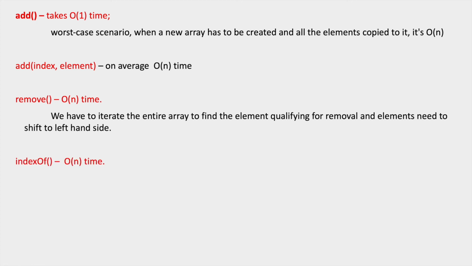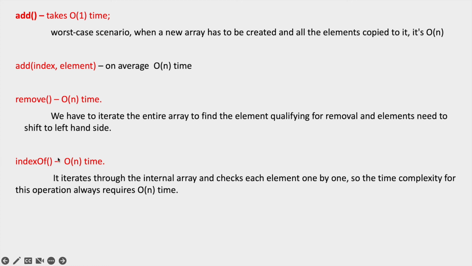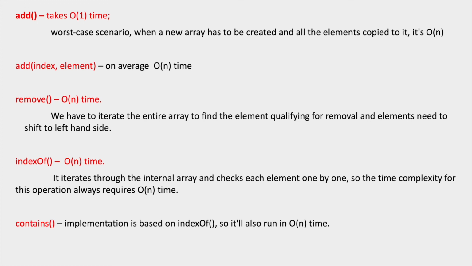The next is the index of method. This index of method also takes order of n time. That is, it iterates through the internal array and checks each element one by one, so the time complexity of this operation is always order of n. The next is the contains method. The contains method's implementation is based on the index of method, so it will also run in order of n time.